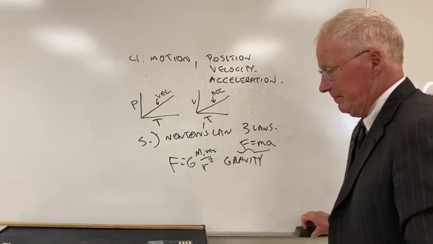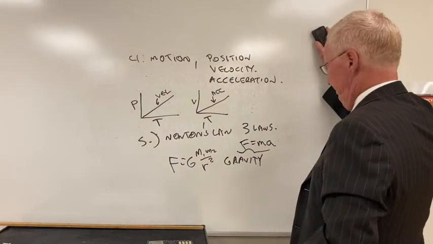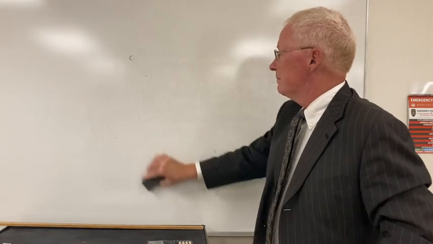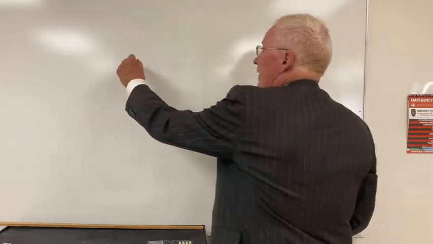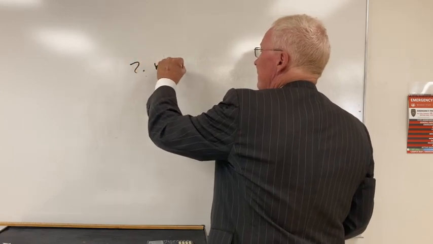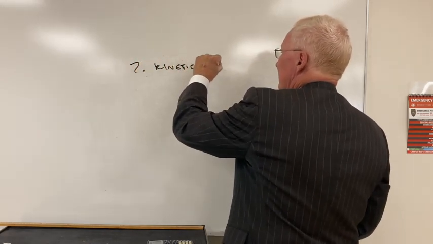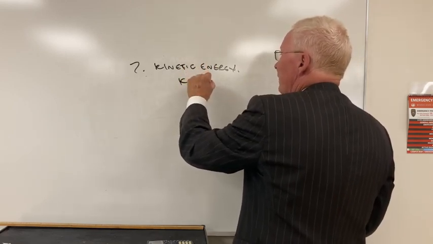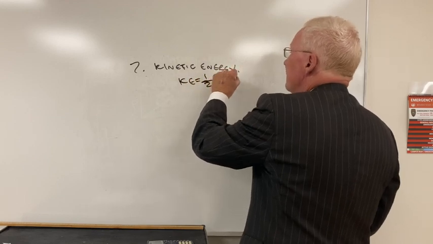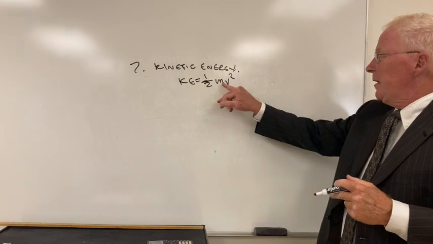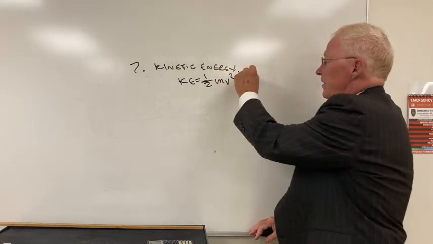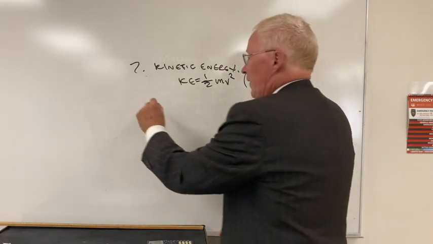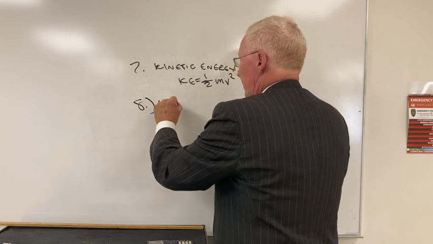Then we also have kinetic energy. All right, you'll see this. Kinetic energy is given by 1/2 mv squared, where v is the speed, m is the mass, and the kinetic energy is in joules, named after the famous scientist James Joule. And then finally we have work and energy.